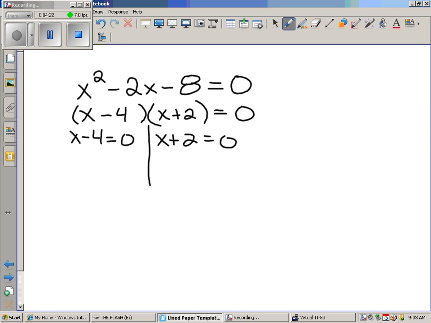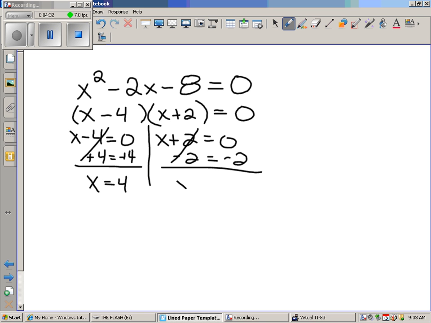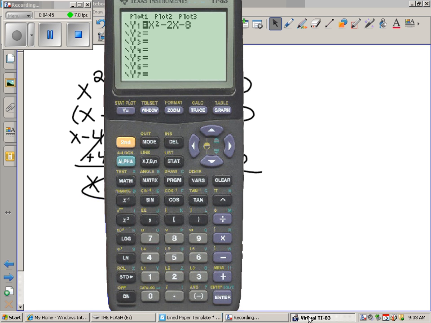You don't have to take this down, by the way. We're going to subtract 2 from each side, and you get the following. X equals 4 and x equals -2. That's when math was fun, right? That's when it was easy. You understand what it solves for? These 2 numbers are where the graph hits the x-axis.